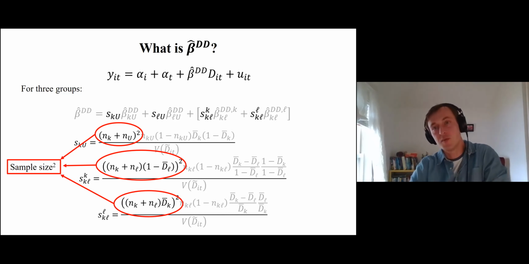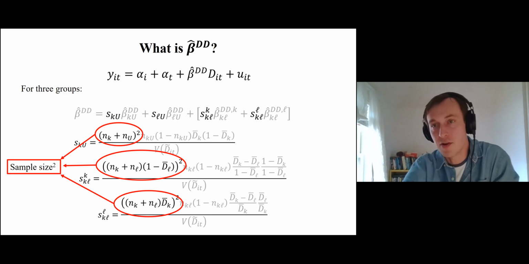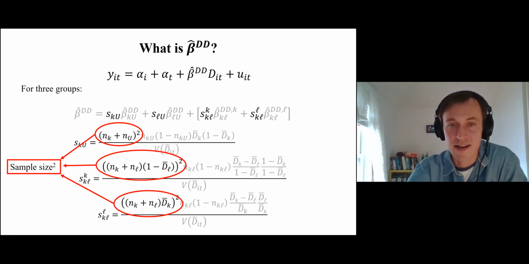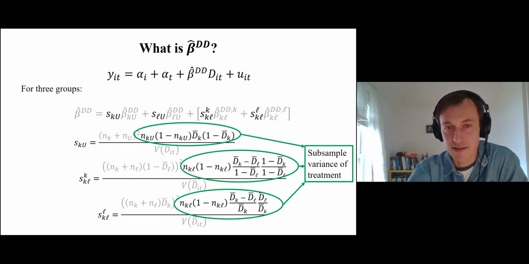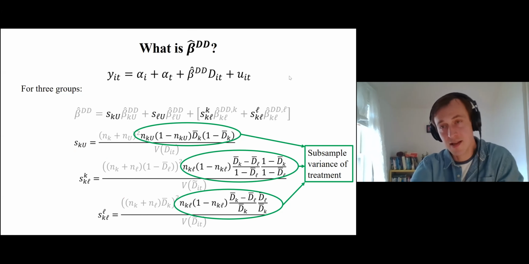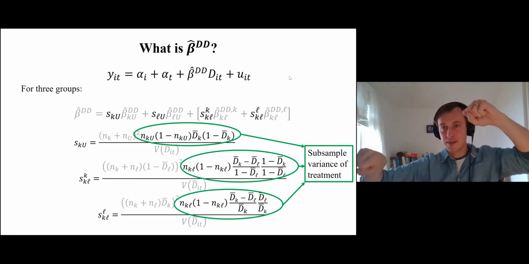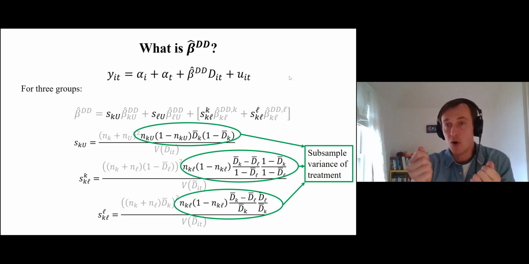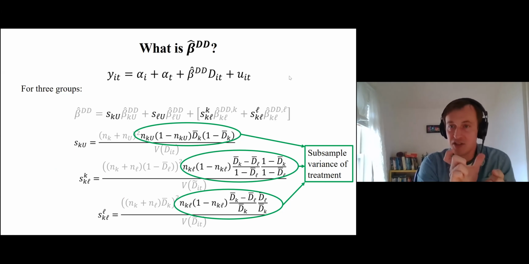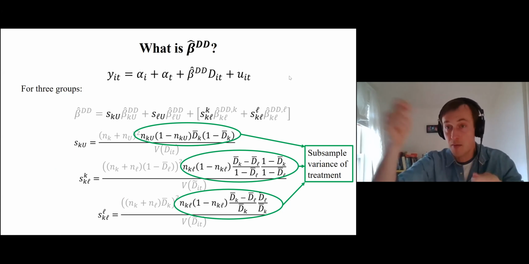Like if your group is bigger, then terms involving that group get more weight. The second part is the one that I have come to recognize as just classic OLS. It's the variance of treatment. And what does that mean? Well, I told you that we're going to build up this regression coefficient from subgroup estimates, and OLS is going to give more weight to subgroups where the treatment dummy, the fixed effects adjusted treatment dummy, varies more.